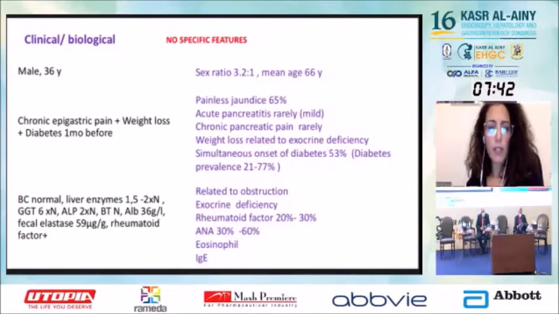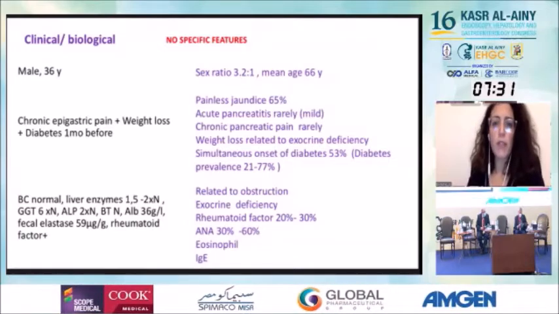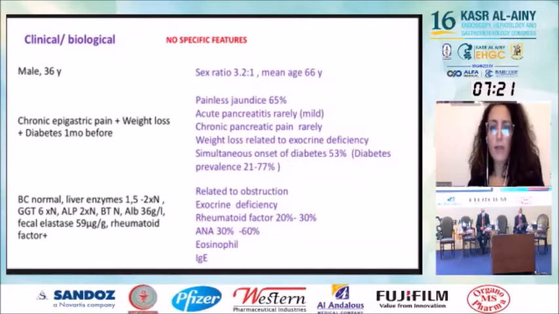The weight loss he presented is consistent with the exocrine deficiency, and not specific to the disease, but in IgG4-related disease, in all its organ involvement, it can also be accompanied by slight weight loss. The onset of diabetes shortly before the diagnosis is also completely classical. Up to 50% of patients have a simultaneous onset of diabetes.